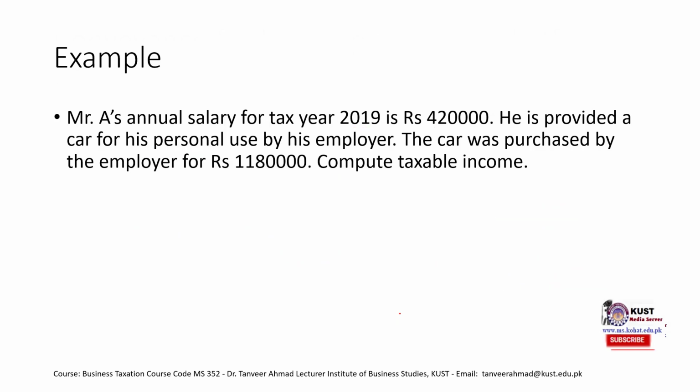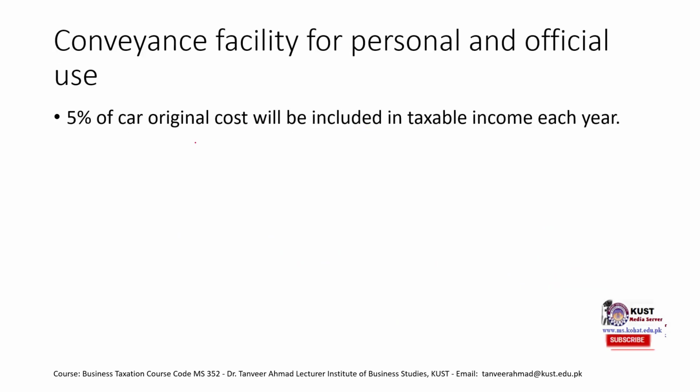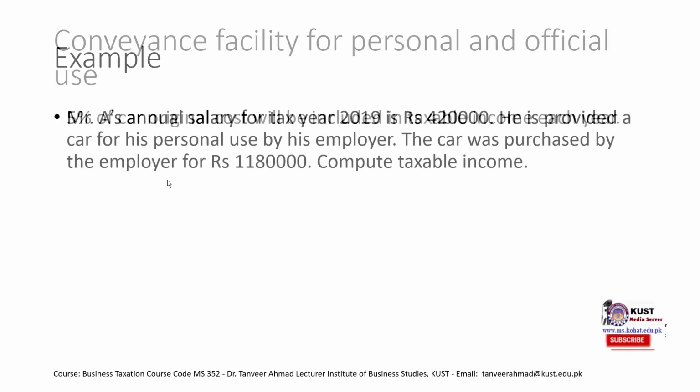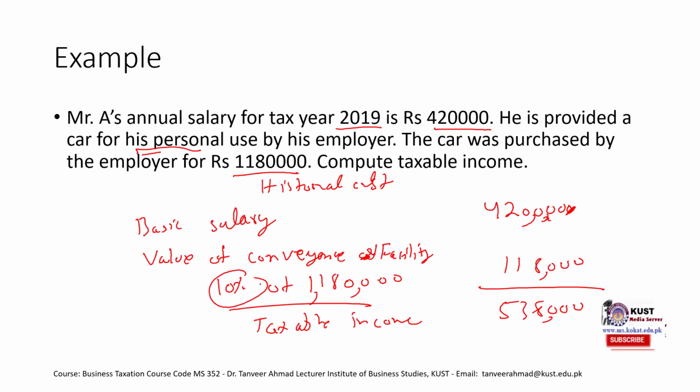Let's move towards the next aspect, which is conveyance facility for both personal and official use. So in this case, a facility is provided both for personal use and for official use. So in that case, 5% of the car's original cost will be included in taxable income. Remember, in previous example, we used 10%. So instead of 10%, if it is both for personal and official use, then this percentage is going to be 5%.